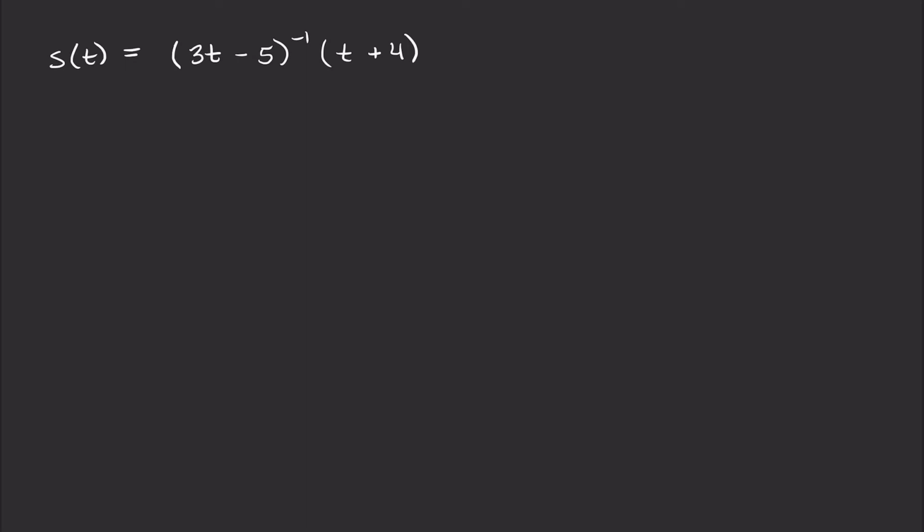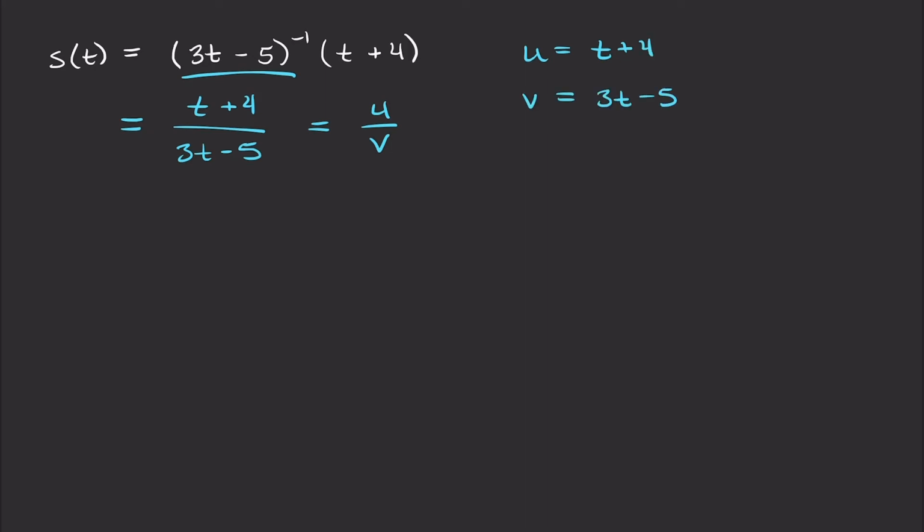Okay, so our next function is s of t, 3t minus 5 to the minus 1 times t plus 4. So since we have this first term that is to the minus first power, we can rewrite it by moving it to the bottom and making the exponent positive. So that will leave t plus 4 on top with 3t minus 5 on bottom. And now we can use our quotient rule, getting this in the form u over v. So u, in this case, will be t plus 4, and v will be 3t minus 5.